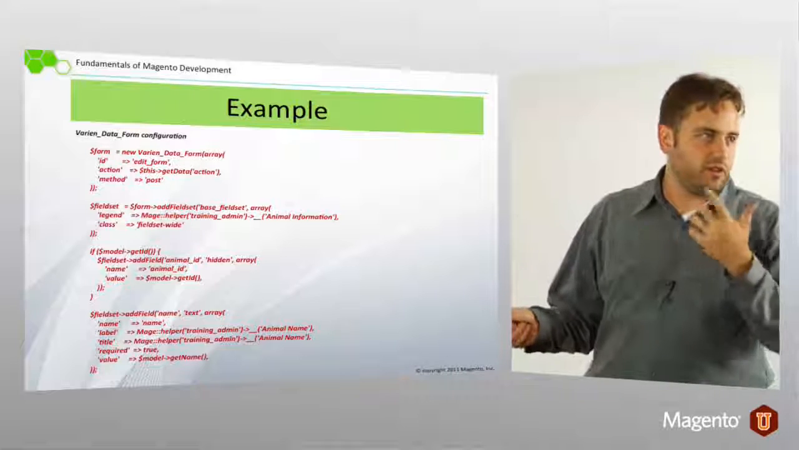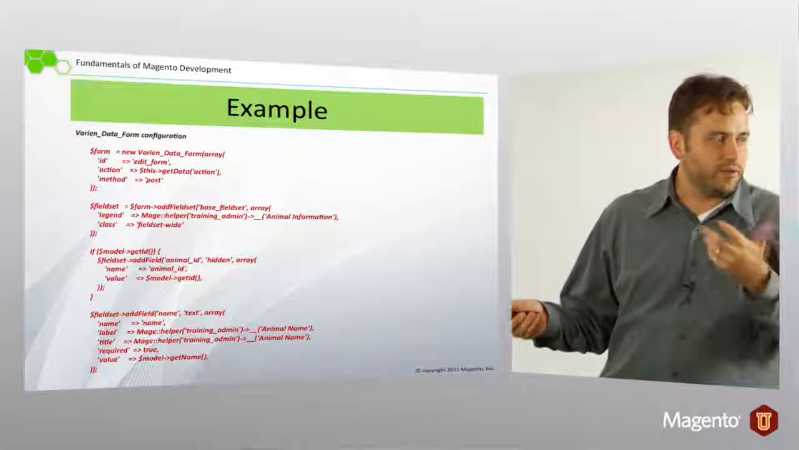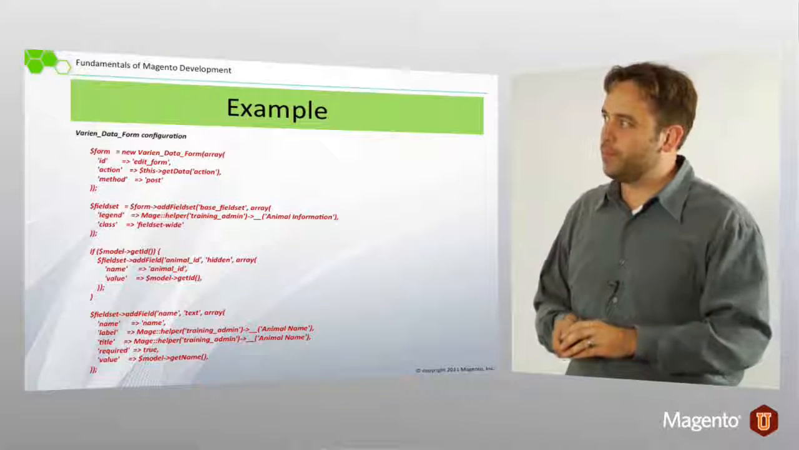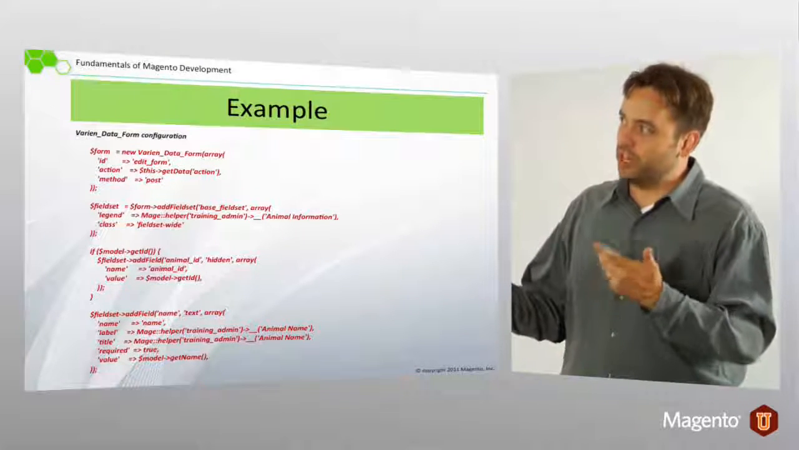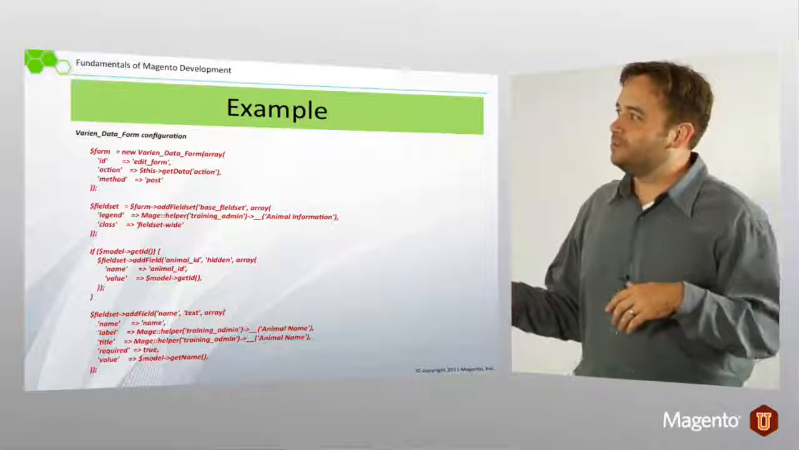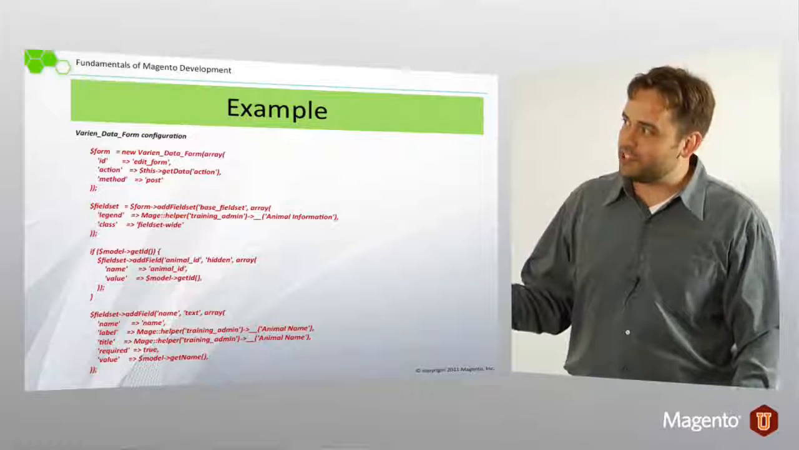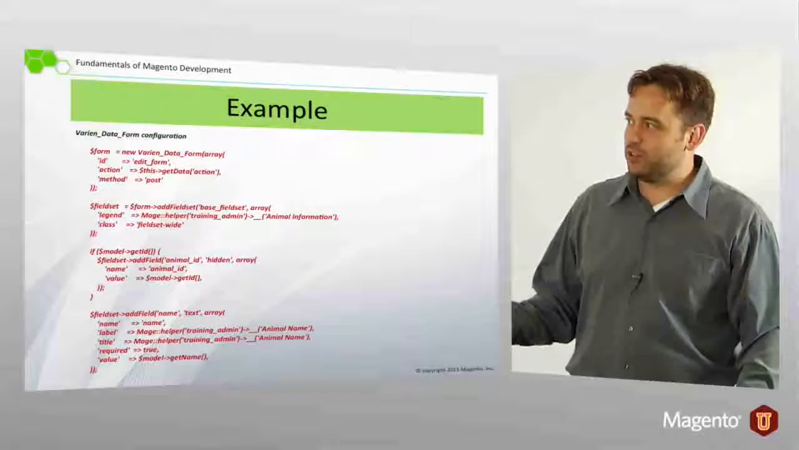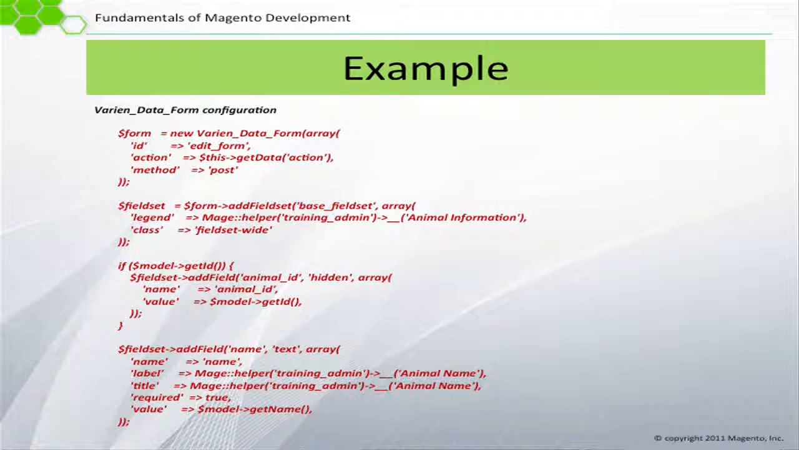So hopefully you're familiar with HTML and how these are literally HTML elements, or aspects of a field set: legend, attribute of the field set. And then once we have our field set instantiated, we can start adding fields to that. So in this case, using our example here, we'll add a field with animal ID, and it's going to be a hidden, so just a hidden input.